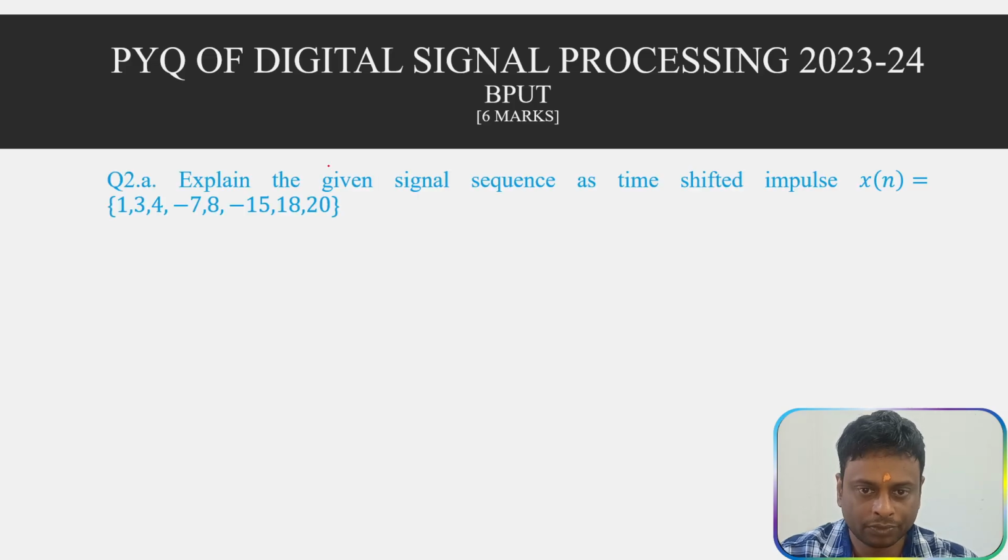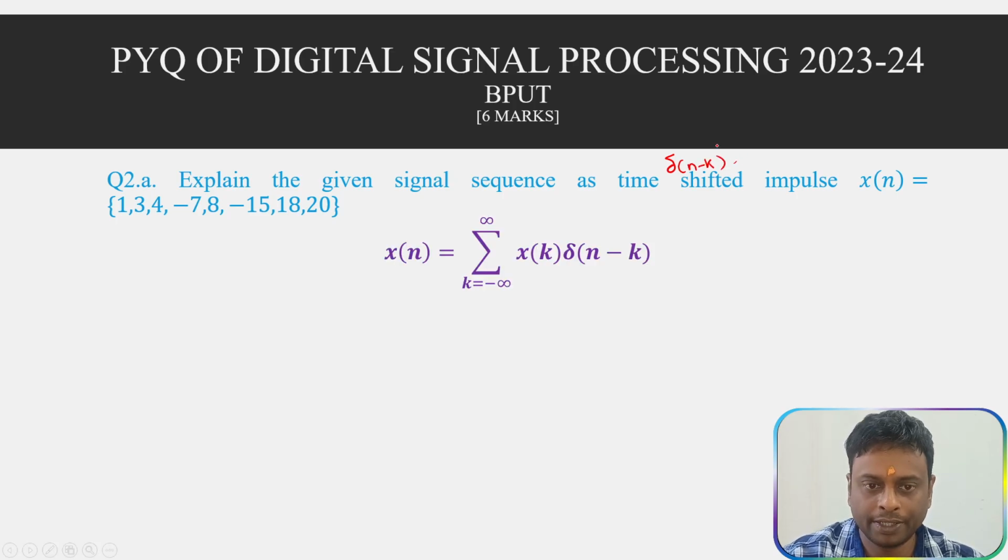So the first one is: explain the given signal as a time shifted impulse. Time shifted impulse means the impulse signal is time shifted. It is delta of n minus k. So let us see that. The formula for x of n can be expressed as a sum of time shifted sequences, x of k times delta of n minus k.